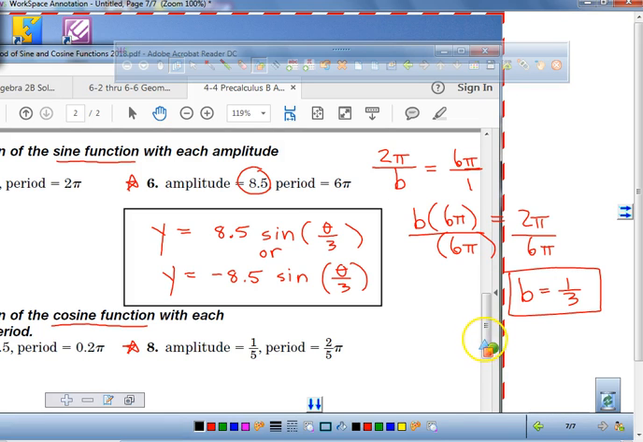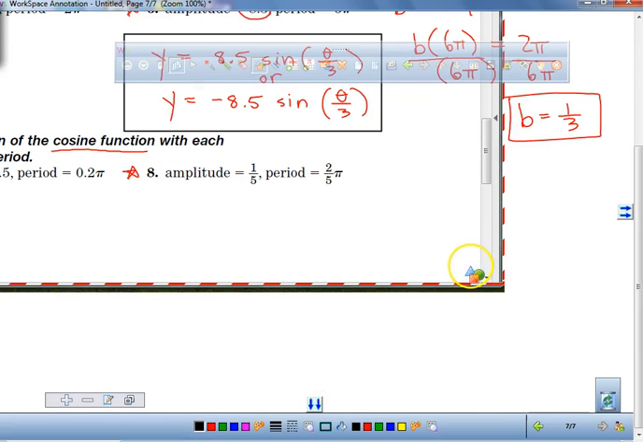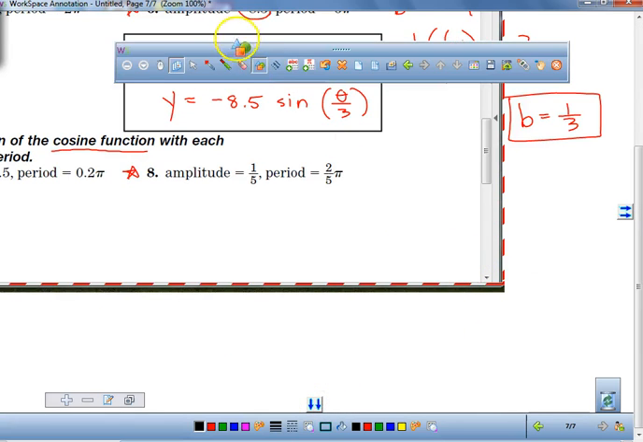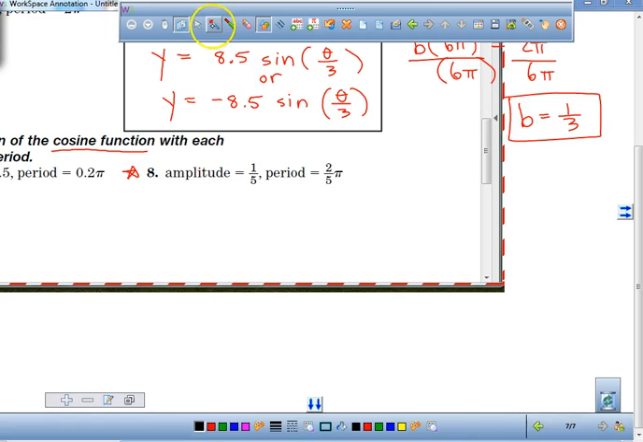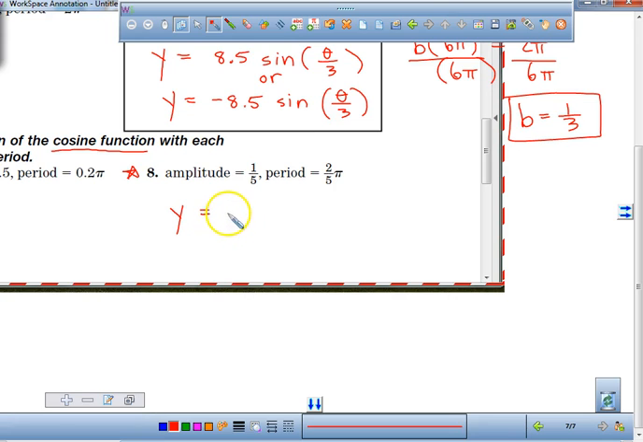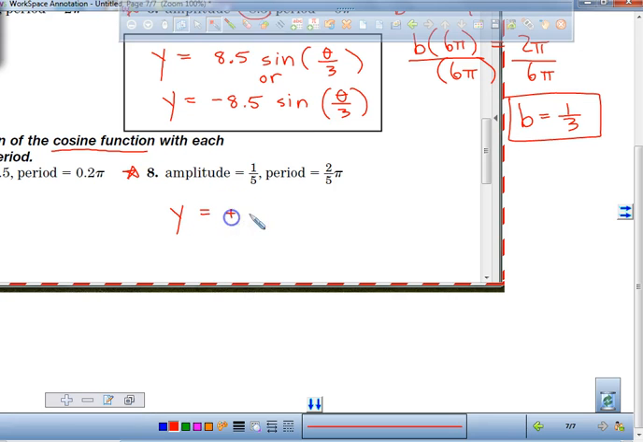So here we go. That's problem number 6. Now let's look at problem number 8. Hopefully you guys can see everything up there. Remember, we're dealing with the cosine function. We're going to write y equals, we'll start with a positive 1/5. But remember, we could also do y equals a negative 1/5 if the amplitude is 1/5.